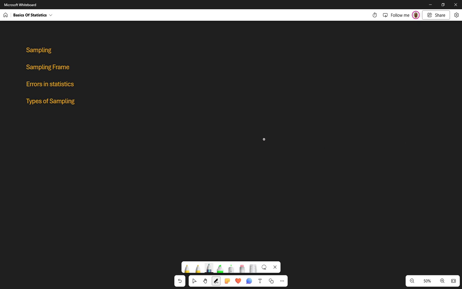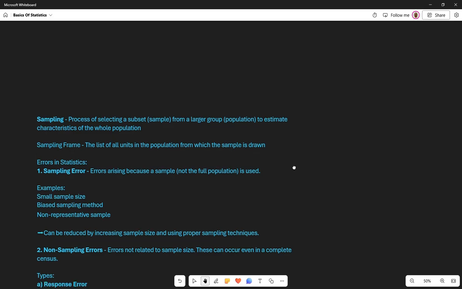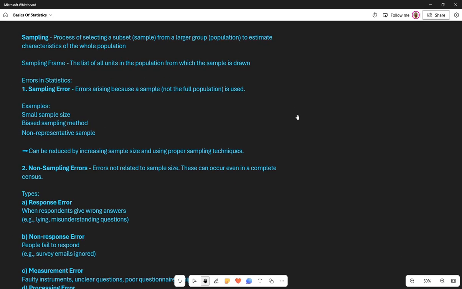Welcome everyone. Today we learn about sampling, sampling frame, errors in statistics, and types of sampling. So what is sampling? Sampling is the process of selecting a subset from the population.